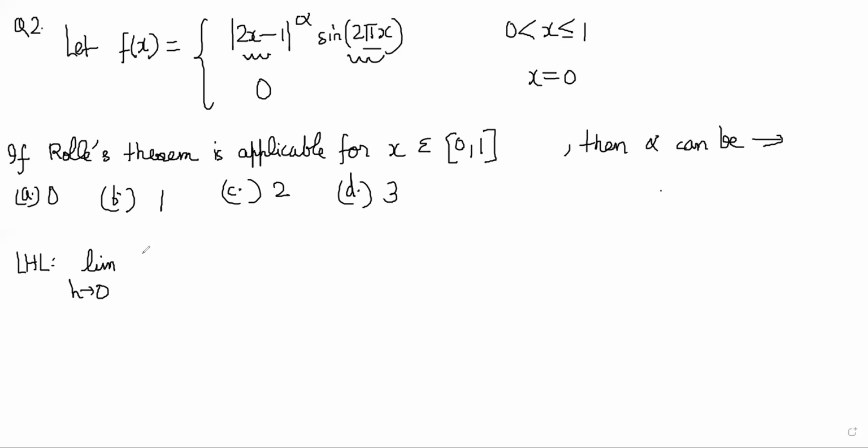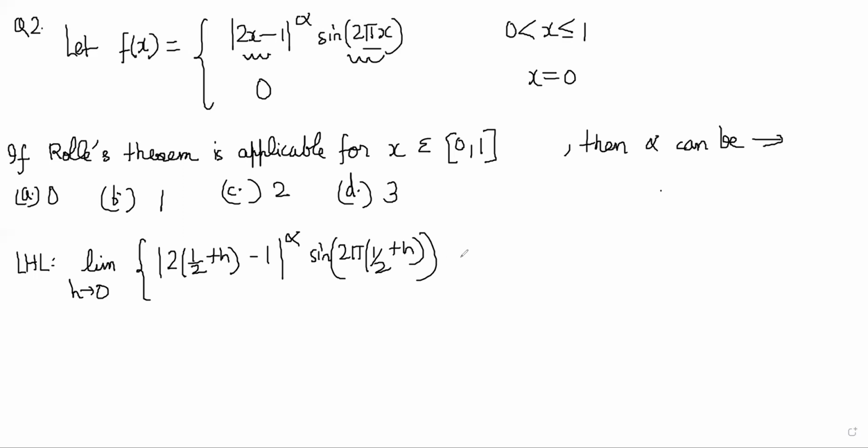So you have to do limit h tends to 0, 2 into half plus h minus 1, and sine of 2 pi into half plus h. So this becomes 1 plus 2h minus 1, so 2h power alpha, and sine of pi plus 2 pi h. So that is minus sine 2 pi h, right?